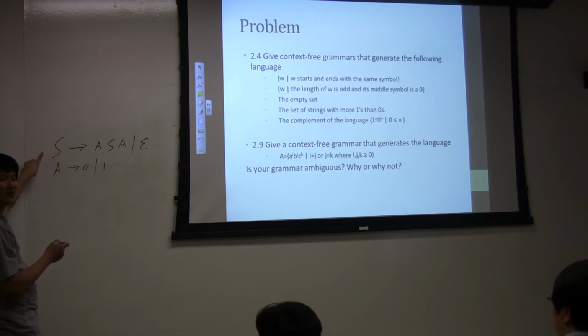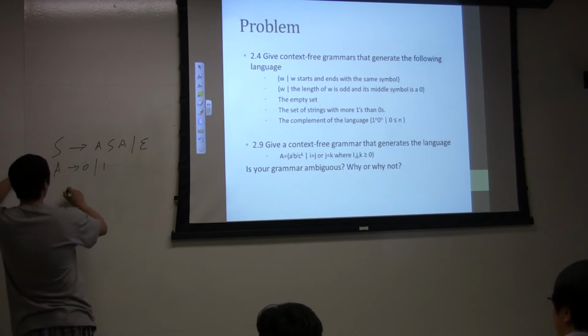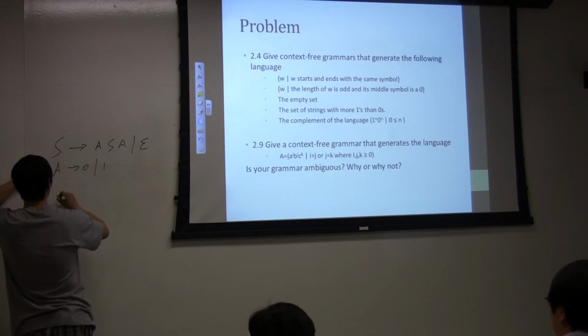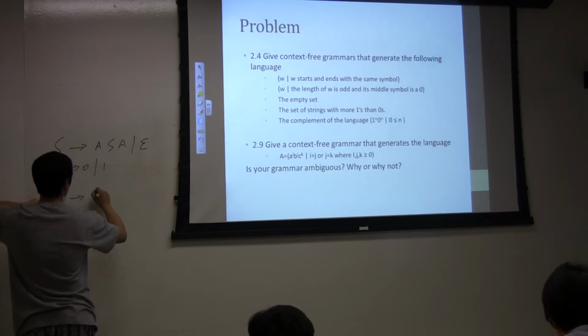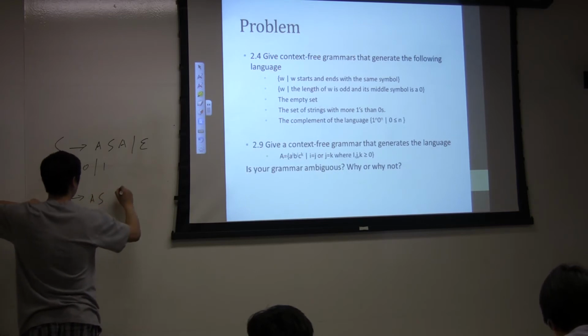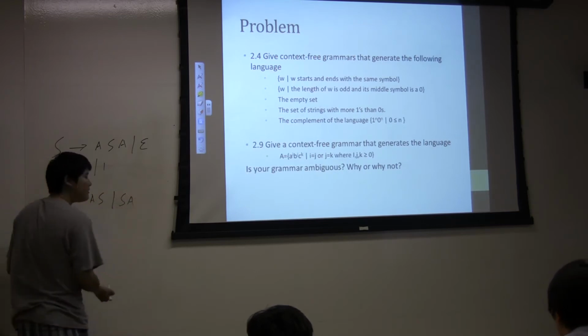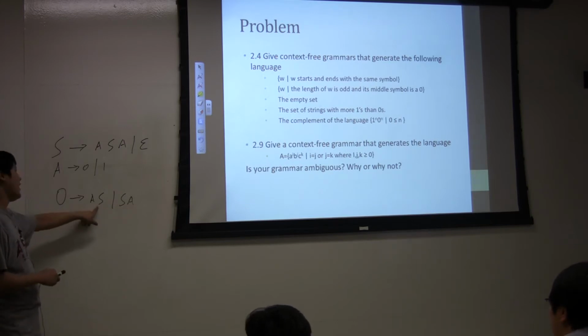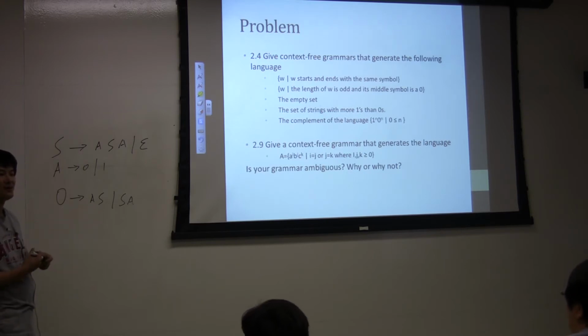What are odd length strings? You just add at least one symbol to S, right? So let's name this variable Odd. That means AS, or SA, right? So if it's even, then add one letter to it. That will be all lengths, right?